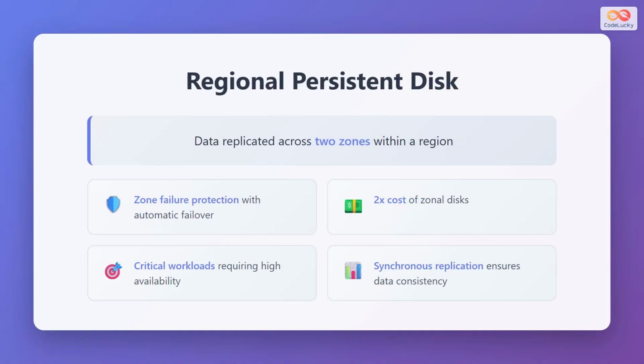Regional persistent disks take availability to the next level by replicating data across 2 zones within the same region. This provides automatic zone failure protection with failover capabilities, ensuring your data remains accessible even if one entire zone goes down. The trade-off is that regional disks cost twice as much as zonal disks. They use synchronous replication to ensure data consistency across both zones, making them the right choice for critical workloads that require high availability and cannot afford downtime due to zone-level failures.